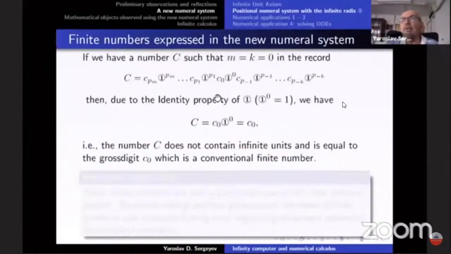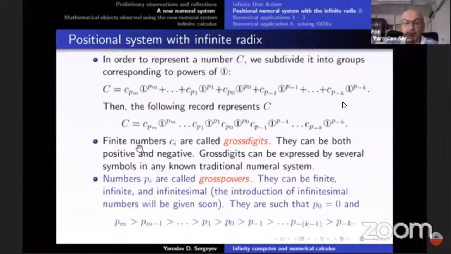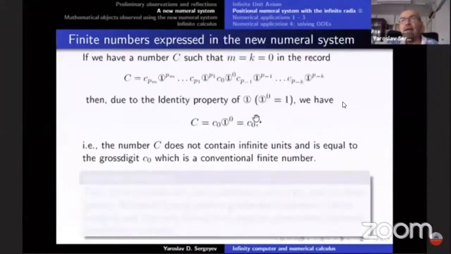Now, in order to understand what this is, let us consider the first simple situation. We have no positive gross powers and no negative gross powers, so all this record is reduced just to this. I remind you that gross 1 to the power 0 is 1, so everything is reduced to this. And so we have here just C, and all C are finite. So the finite numbers are just simple particular cases of this record.